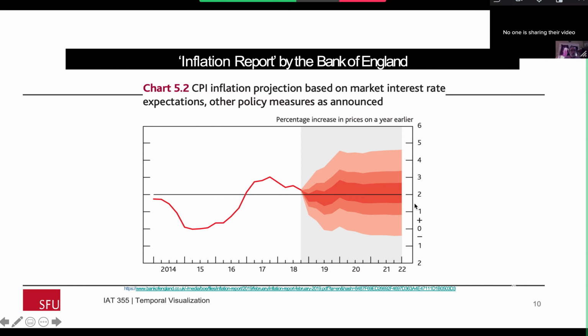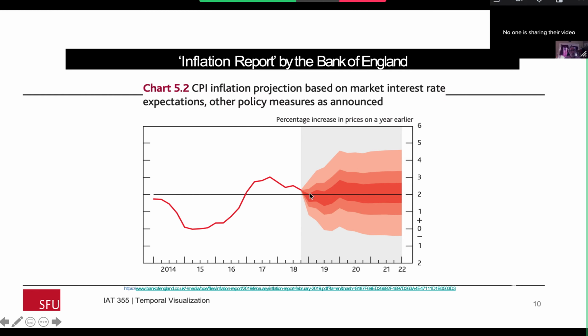On the right is a percentage plot. So this is 5% inflation, 4% inflation, et cetera. The horizontal line is essentially likely to be the target inflation rate, because this is an inflation report by the Bank of England. It's essentially a planning report, and the central banks typically have a targeted inflation rate that they're trying to hit. Generally it's about 2% inflation that they want.